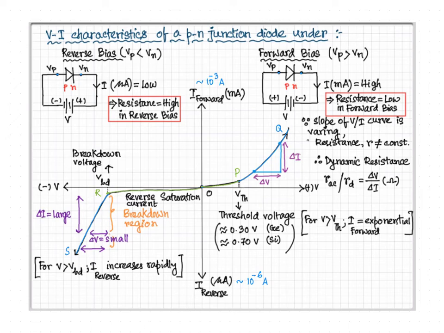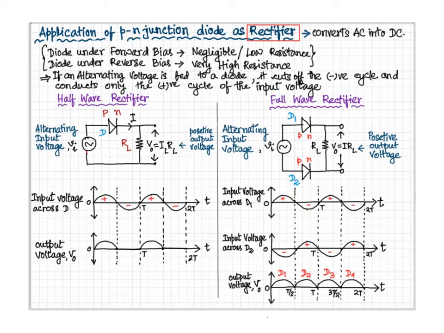Now here we have seen that the delta V, that is the change in voltage, is very small compared to the change in current delta I, which is large. Now we will use this in application of diode. So we are seeing the application of PN junction diode as a rectifier.